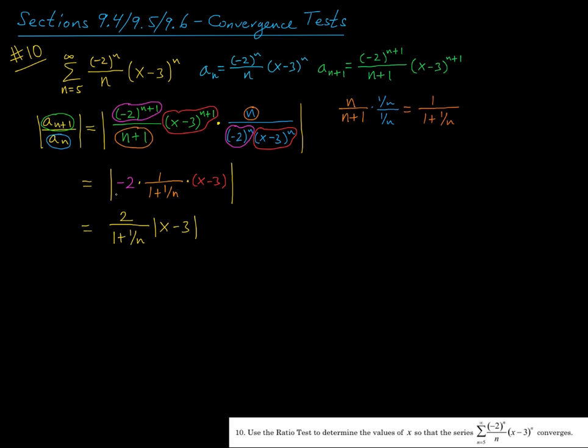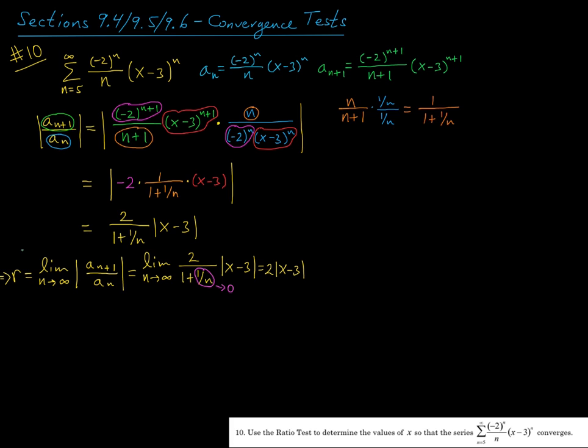Okay, now there is this absolute value here, so I can pull out the negative 2 and the 1 over 1 plus 1 over n. They come out as 2 over 1 plus 1 over n. But I have to leave the absolute value on the x minus 3, and that's because for certain values of x, this quantity x minus 3 is positive, and for other values of x, that quantity is negative. Okay, so this is our simplified expression.